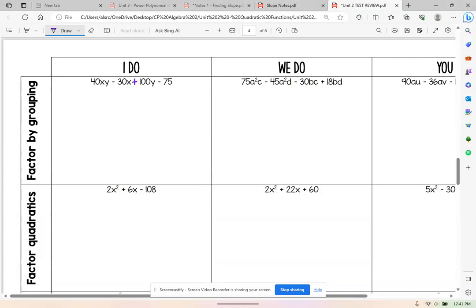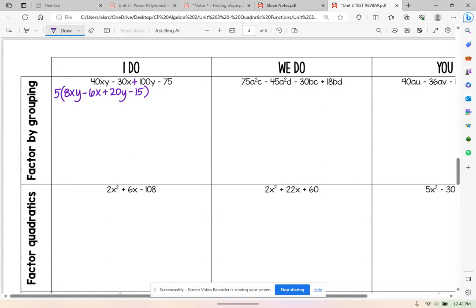Is there a GCF in this first example? Yep, I can pull out a 5. So if I pull out a 5, what is left over? So 8xy minus 6x plus 20y minus 15. Is everybody with me? How many terms do I still have? 4. If you think that's a lot, you're going to be in trouble next week. 4. How do I factor with 4 terms?